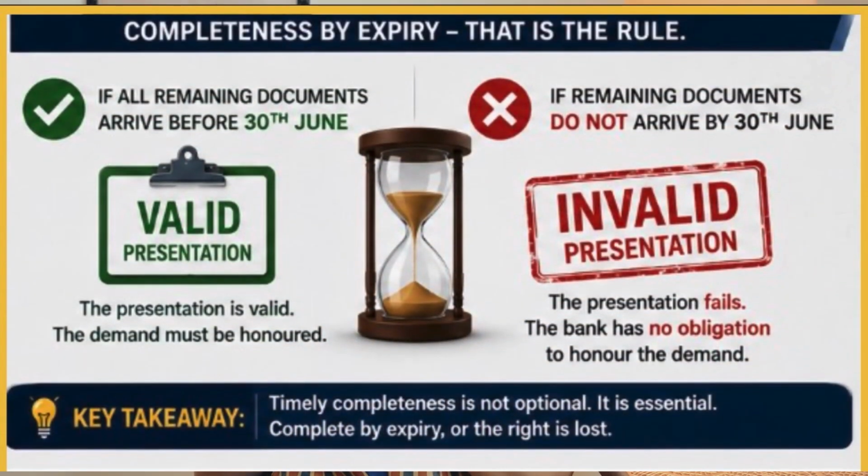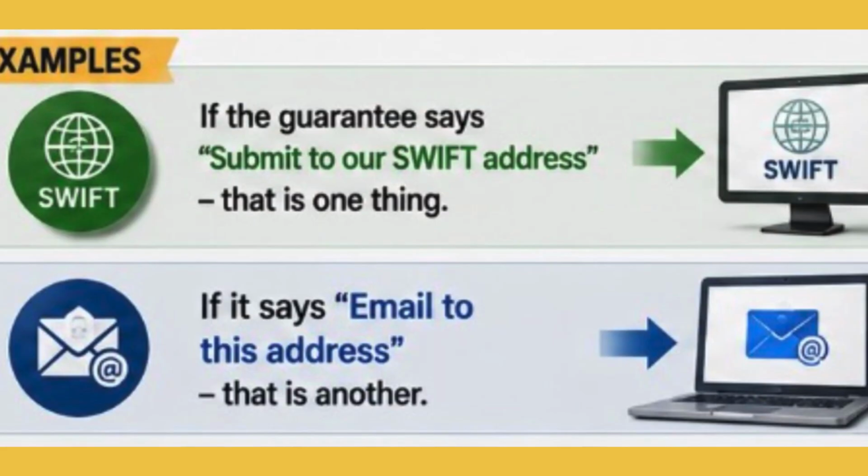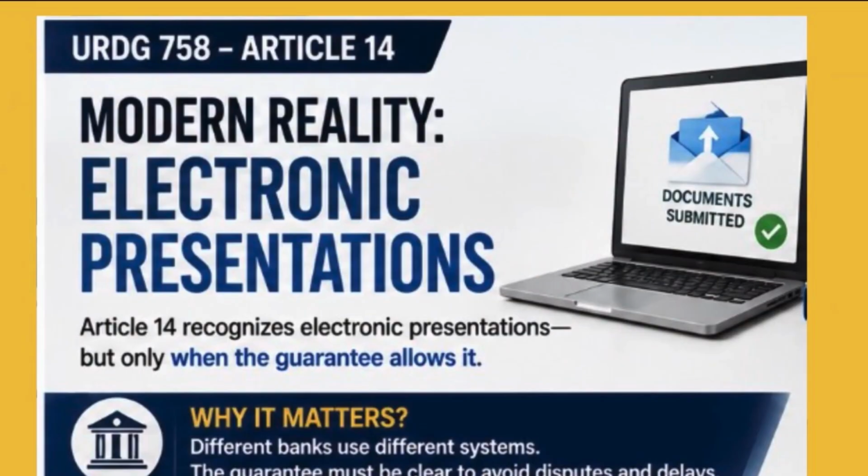Article 14 also addresses the modern reality of electronic presentations. If the guarantee allows electronic delivery, it must explicitly specify the format, the data delivery system, and the electronic address where documents should be sent. This is important because different banks use different systems. If the guarantee says submit to our SWIFT address, that is one thing. If it says email to this address, that is another. The guarantee must be specific. If the guarantee does not specify these electronic details, then documents can be presented in any electronic format that can be authenticated or in paper format. So flexibility exists, but only where the guarantee itself does not mandate a specific electronic method.